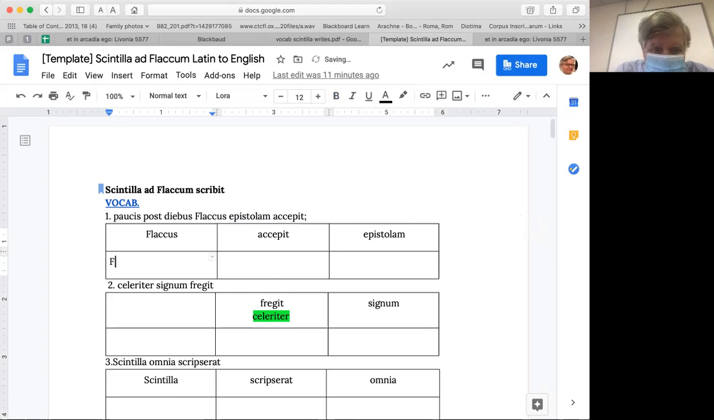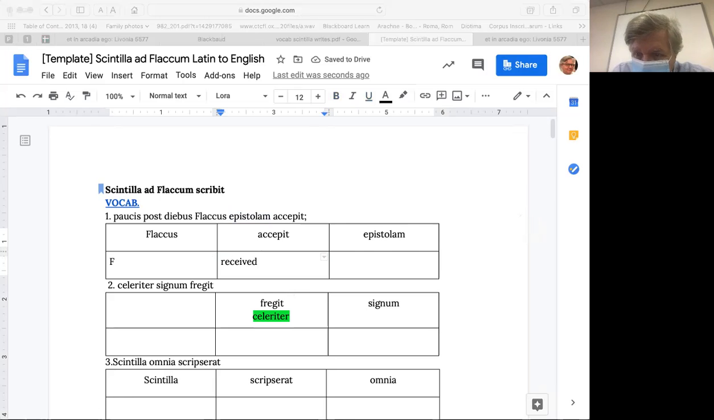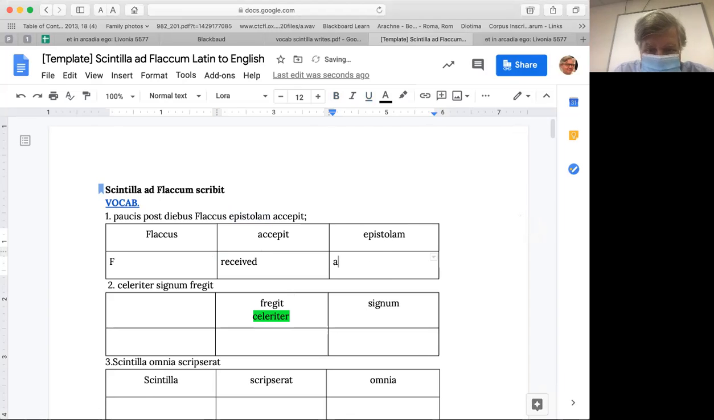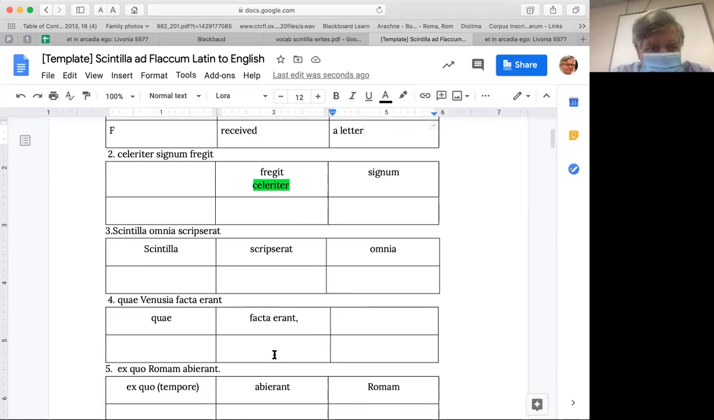So Flaccus received an epistolam, which if you look here is a letter. A letter. So that's all I want you to do. Like that. Tomorrow there'll probably be a similar exercise where you put the subject, verb, and object in the appropriate boxes. But so this is sort of practice for that.